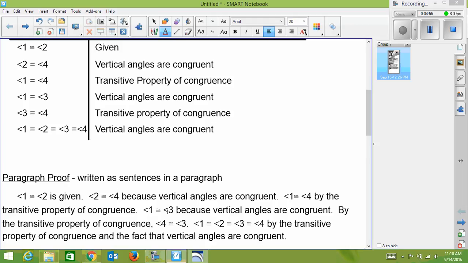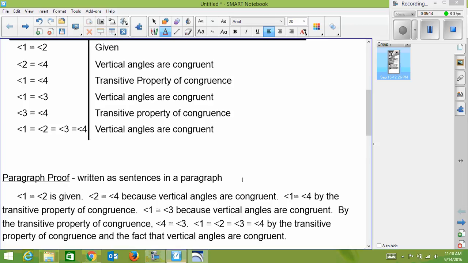Angle 1 is congruent to angle 3 because vertical angles are congruent. By the transitive property of congruence, I know that angle 4 is equal to angle 3. That's this step right here. And then I can say angle 1 equals angle 2 equals angle 3 equals angle 4. Why? By the transitive property of congruence and the fact that vertical angles are congruent.